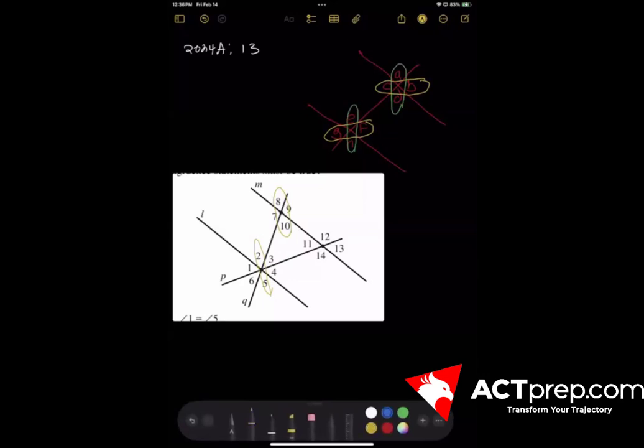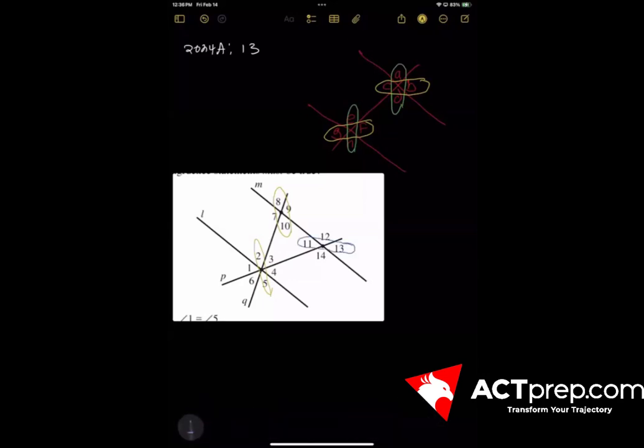And on the same note, 11 and 13 are identical to 1 and 4 because 1 and 4 are not impacted in any way by Q. So all four of those angles are identical. Obviously, the angles that are opposite each other are going to be identical as well, as long as they are not impacted in some way by the other transversal. But we'll get into those details if we need to. Let's see if we can answer it just from this.